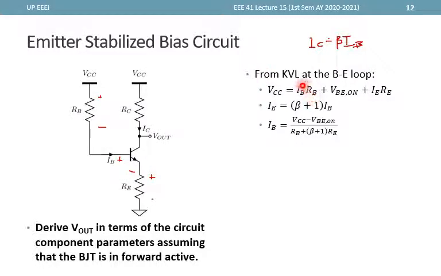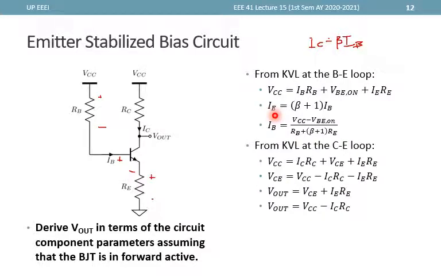So when we isolate, we replace this with IB times beta plus 1, and when we isolate IB, we get VCC minus VBE on over RB plus beta plus 1 times RE. So from this one, we then analyze the other side of the circuit.